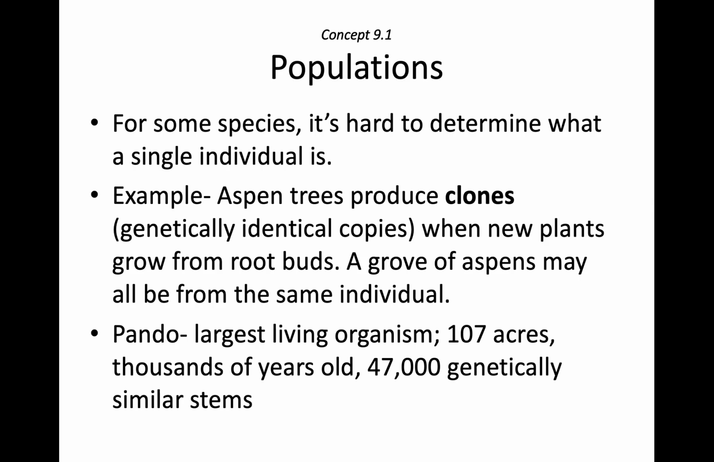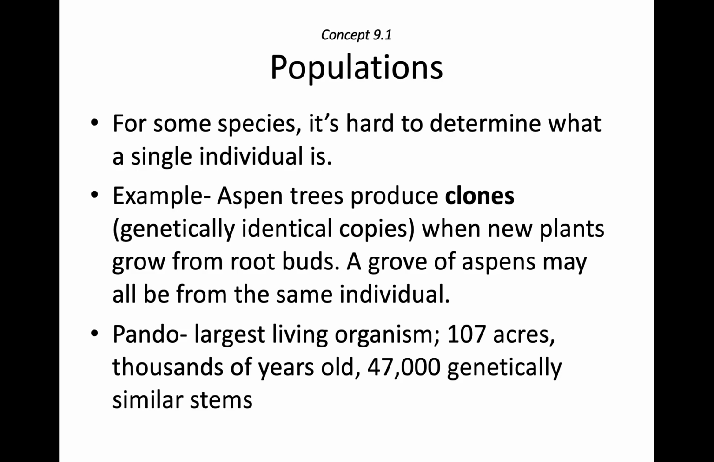When studying populations, it's not always easy to tell what a single individual organism is. An example I can give you are aspen trees that form huge numbers of clones that are all genetically identical to each other. And the largest aspen grove is also the largest living organism on Earth. Since it's all considered to be the same genetic individual, even though when you look at it, it looks like 47,000 different trees over 107 acres, instead, it's considered one genetic organism.